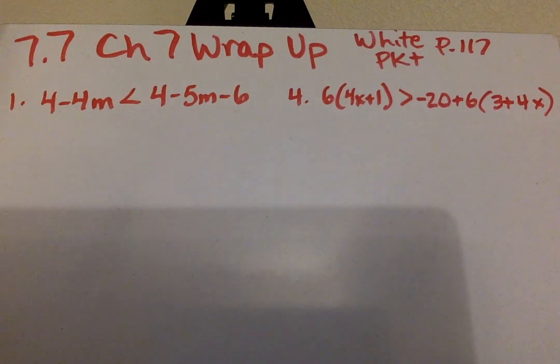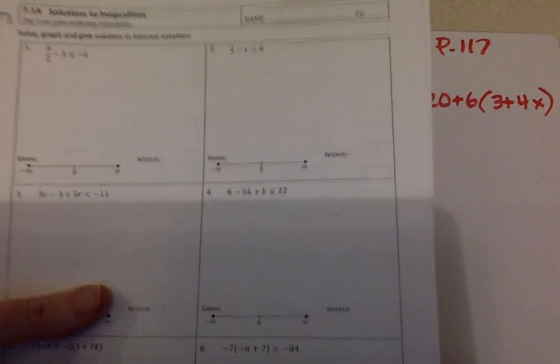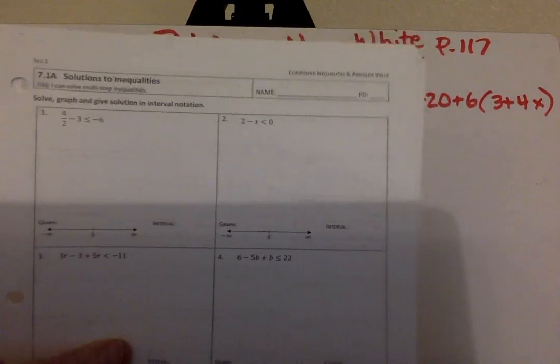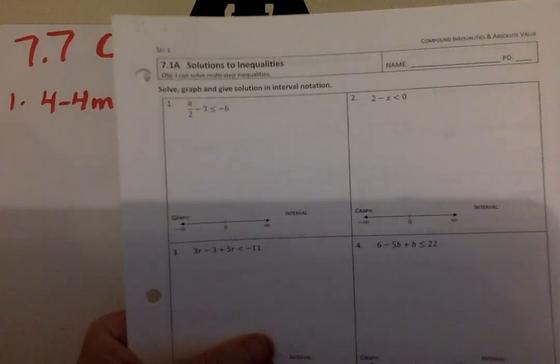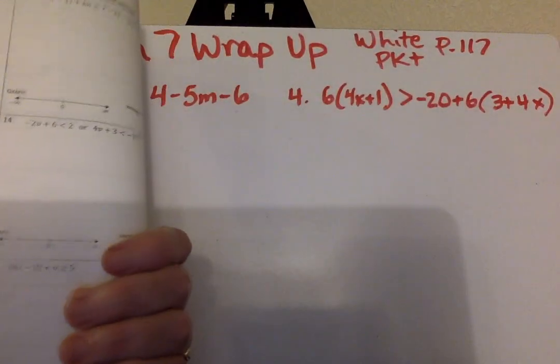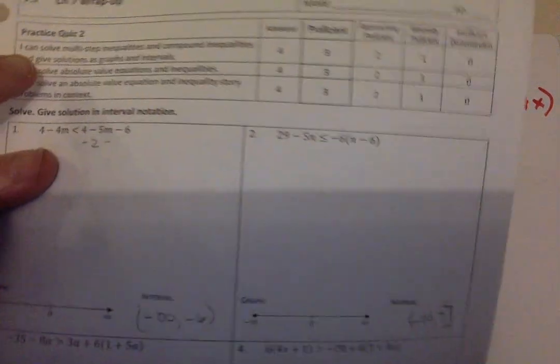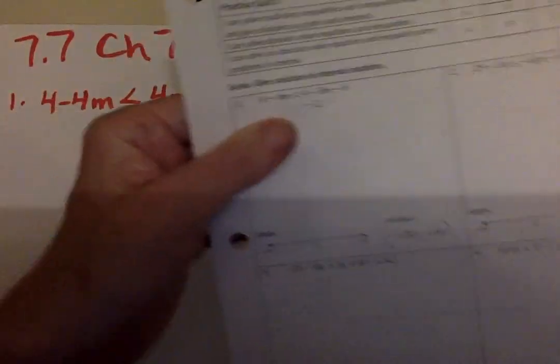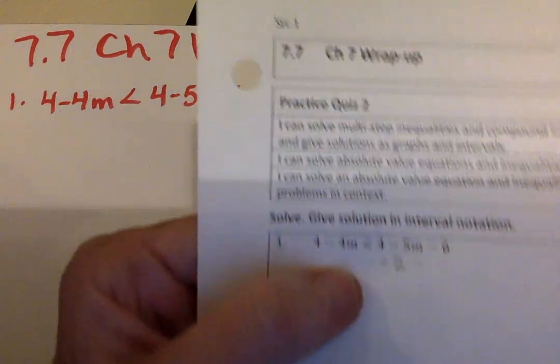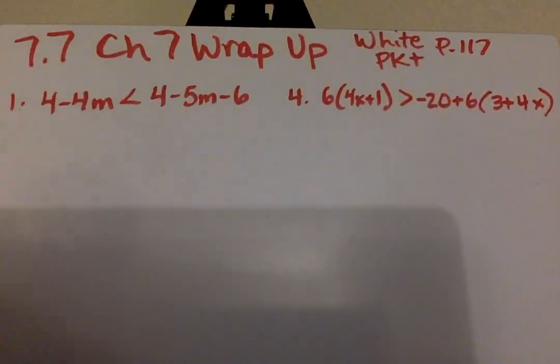And this is what the outside looks like, 7.1a, solutions to inequalities. And you're going to flip through this packet towards the back, and you will find page 117. It'll say wrap up, but it's actually a practice quiz or the practice test for you right there. You see that okay? All right, let's go ahead and do number 1 for you.